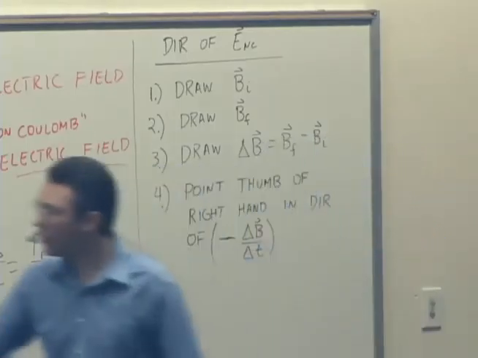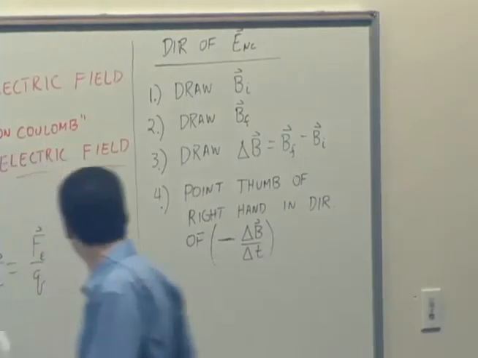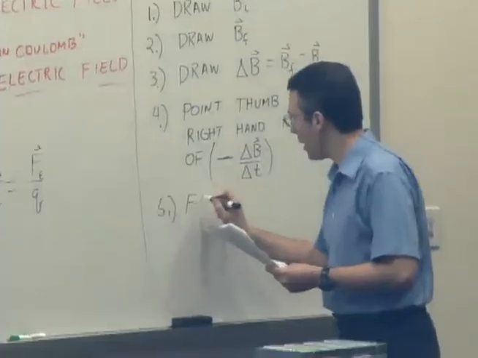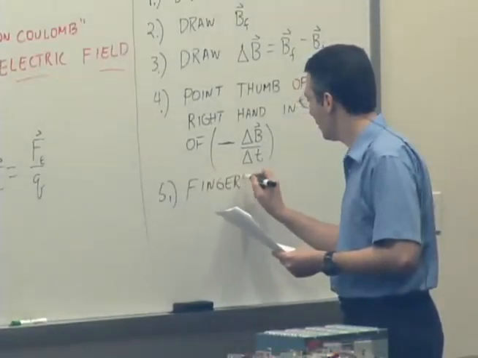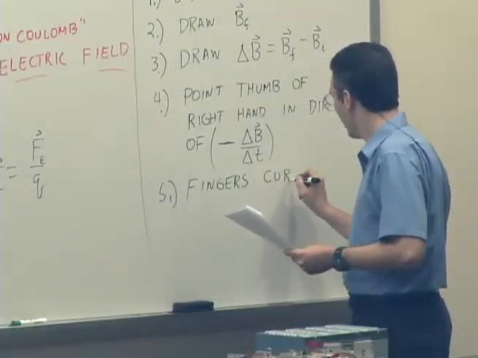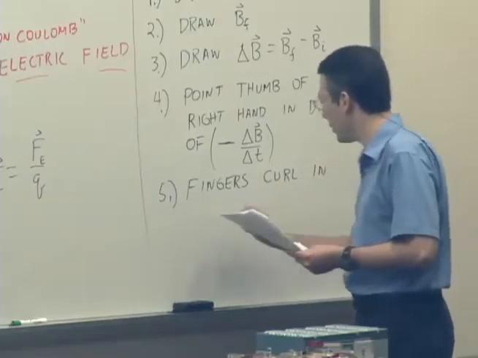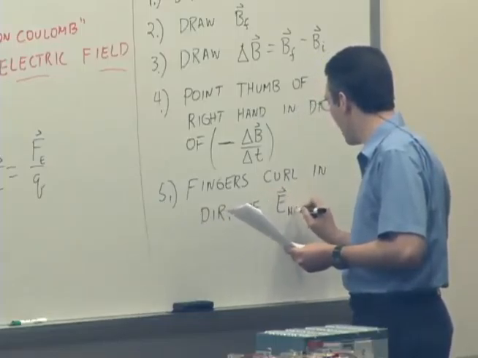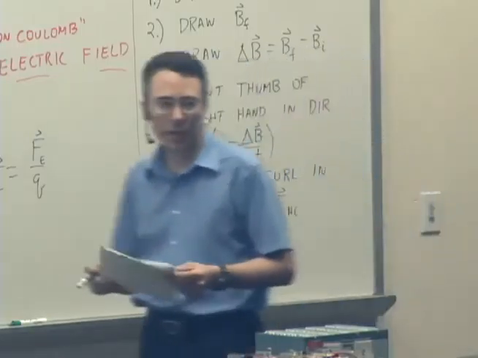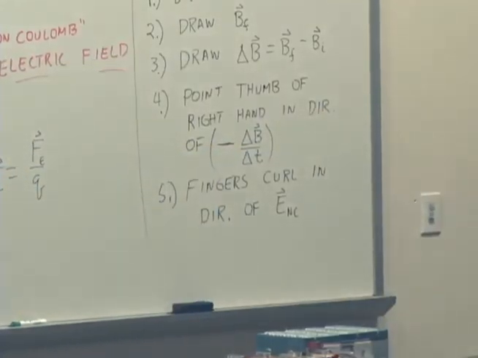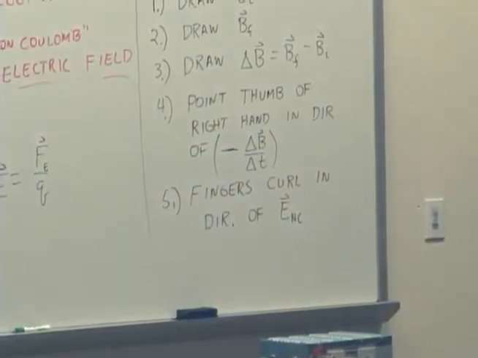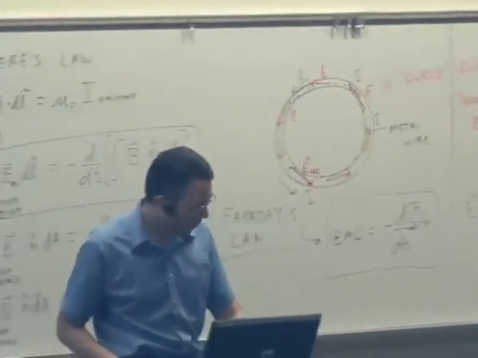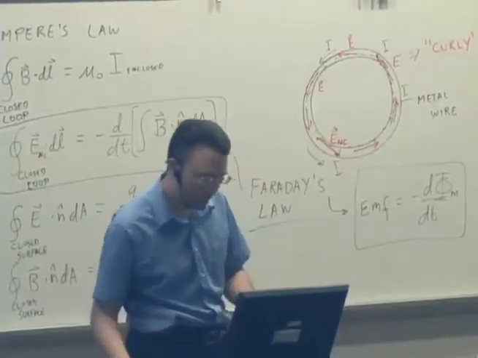This negative sign is showing up here, so that's why we need this negative dB dt direction. And then the fingers of your right hand curl around in the direction of the non-Coulomb electric field. This isn't the only way to get this direction, but it's really the most straightforward way. If you just stick to the steps, you should be able to get it right every time. So we're going to go through some examples here.